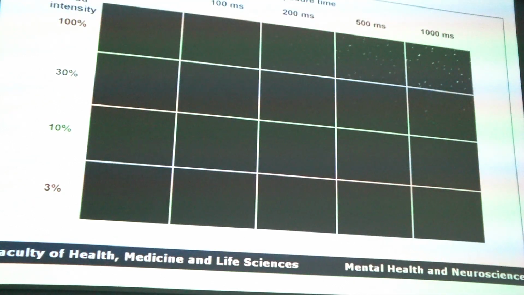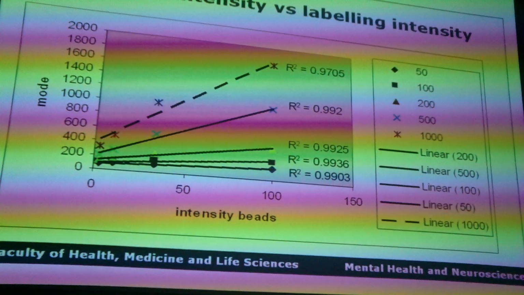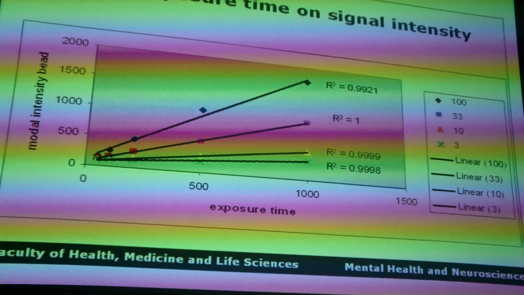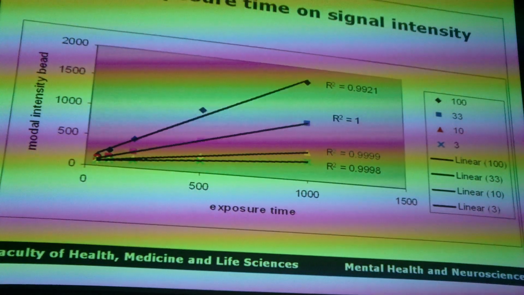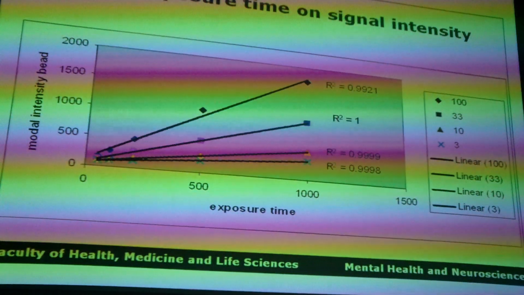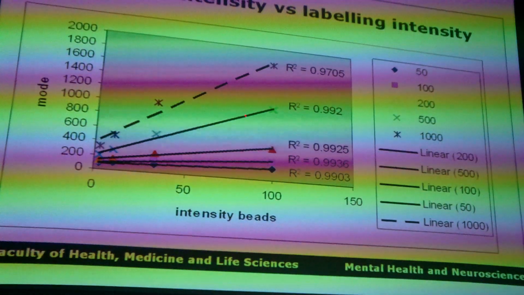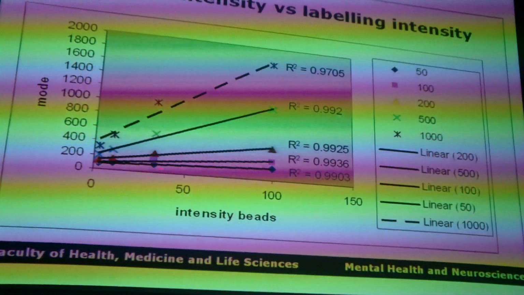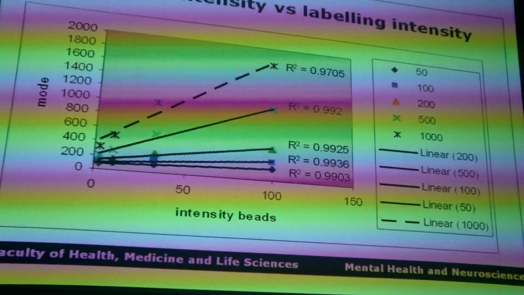This is, I think, a little bit too detailed. It's linear. That's what is shown here. So the light intensity is linearly related to the intensity of the dye on the x-axis.